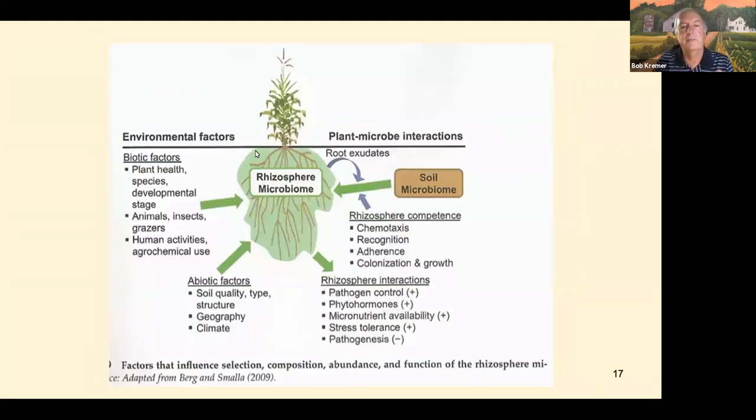So this is just a little schematic that outlines those factors, the biotic factors, plants, grazers, human activities, if the prairies have been grazed or used for hay before, abiotic factors, the climate, the texture of the soil, root exudates, different plants have different root exudates that will select different types of microorganisms, and the rhizosphere interactions, whether there are pathogens or growth regulators being synthesized by some of those rhizobacteria. And also stress tolerance is very important. A good diverse microbiome will help plants overcome or at least tolerate different stresses during the year.